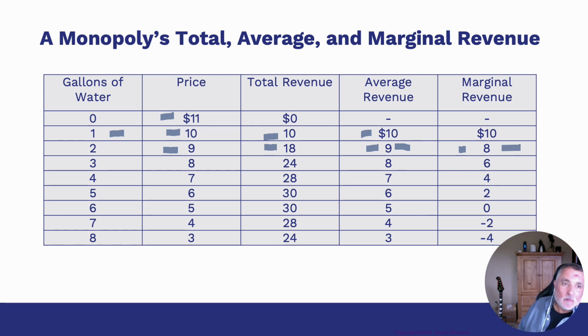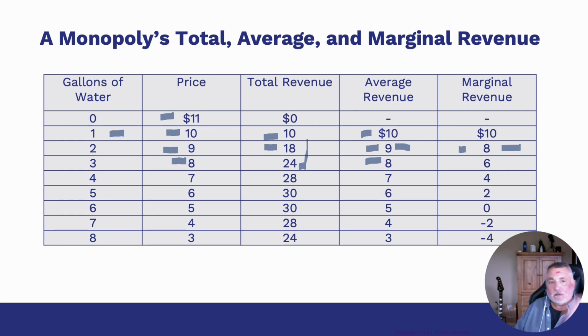All right, we'll do a couple more here. So day 3, we come back, we lower the price to $8. We sell 3 gallons. Total revenue is 24. 24 divided by 3 is 8, so that's our average revenue. Now the difference between this and this is because of the price effect.